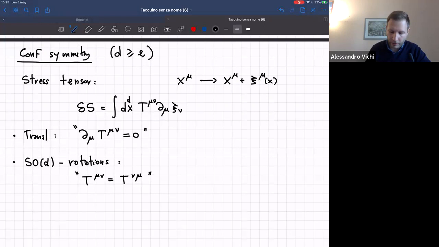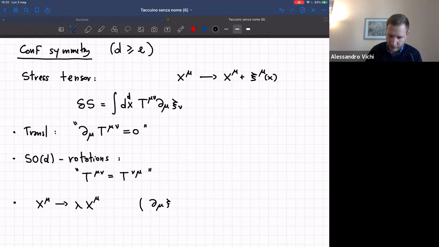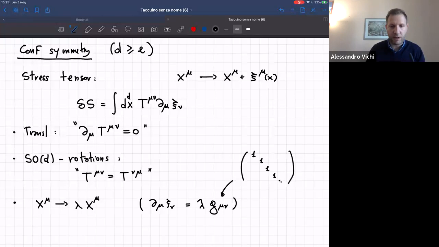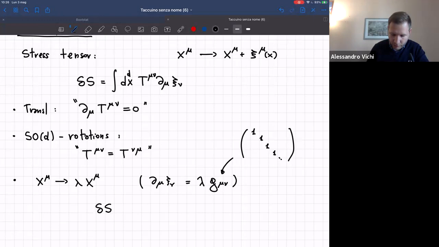And then, since we want to describe fixed points, by definition at a fixed point we have invariance under scale transformations, which we parameterize as a rescaling of the coordinates, x^mu going to lambda x^mu. Under this transformation, the metric g_mu nu changes by a factor of lambda. The metric is just delta_mu nu, the diagonal identity matrix, but I'll write g in this case. The variation of your action is then proportional to lambda times the integral d^dx of the trace of the stress tensor.